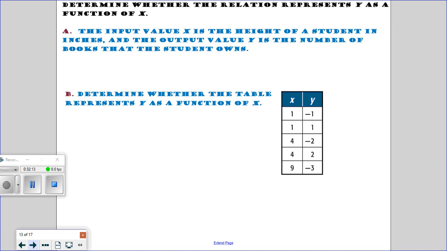Other formats where we might be asked to identify whether or not something is a function: a story. Really it's, does the x have any impact on what the y value is going to be? Let me give you an example here. The input value x is the height of a student in inches. The output value y is the number of books that the student owns. Let me give you a very obvious example. Our x is our height in inches, our y is our number of books.